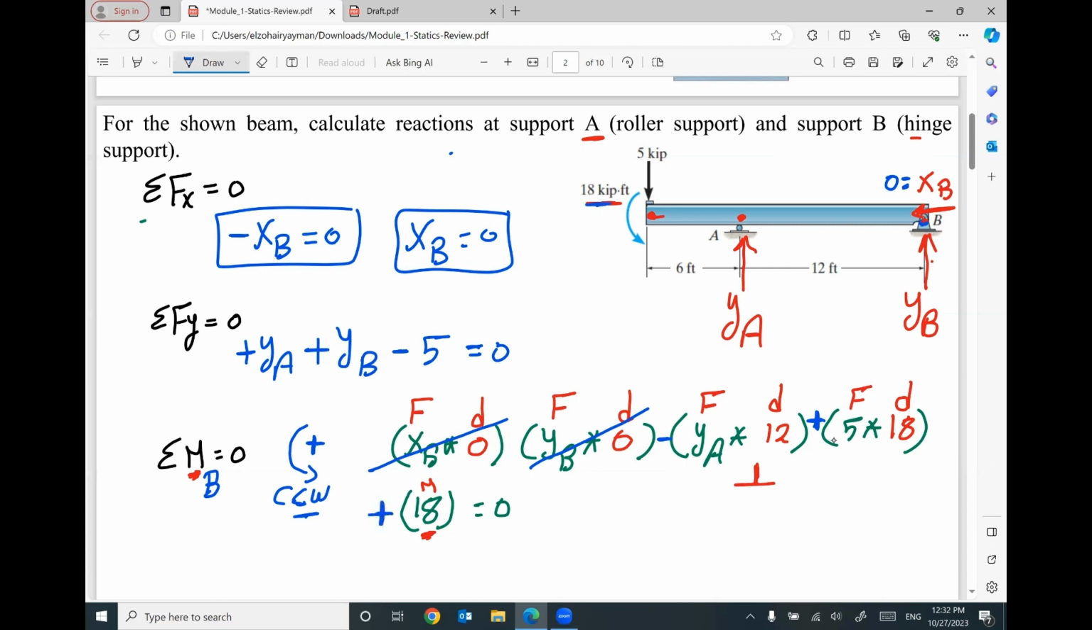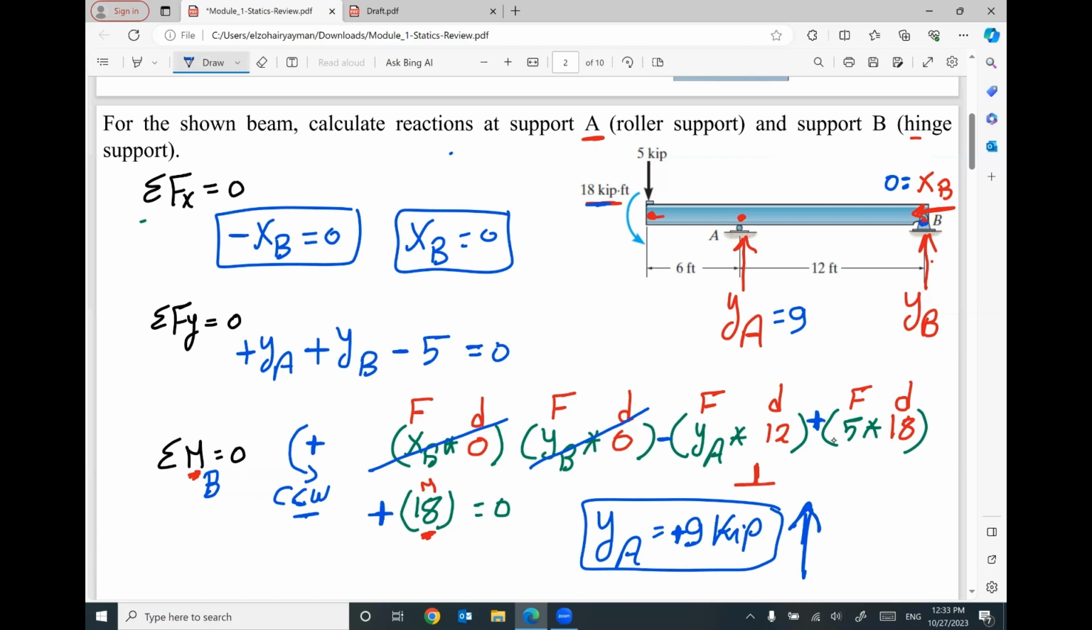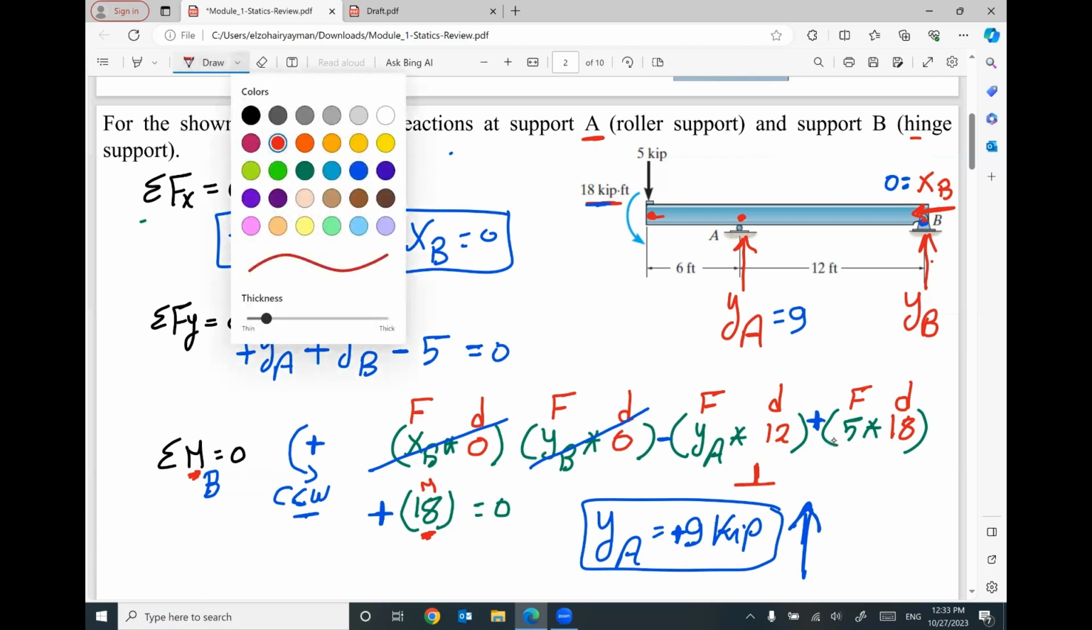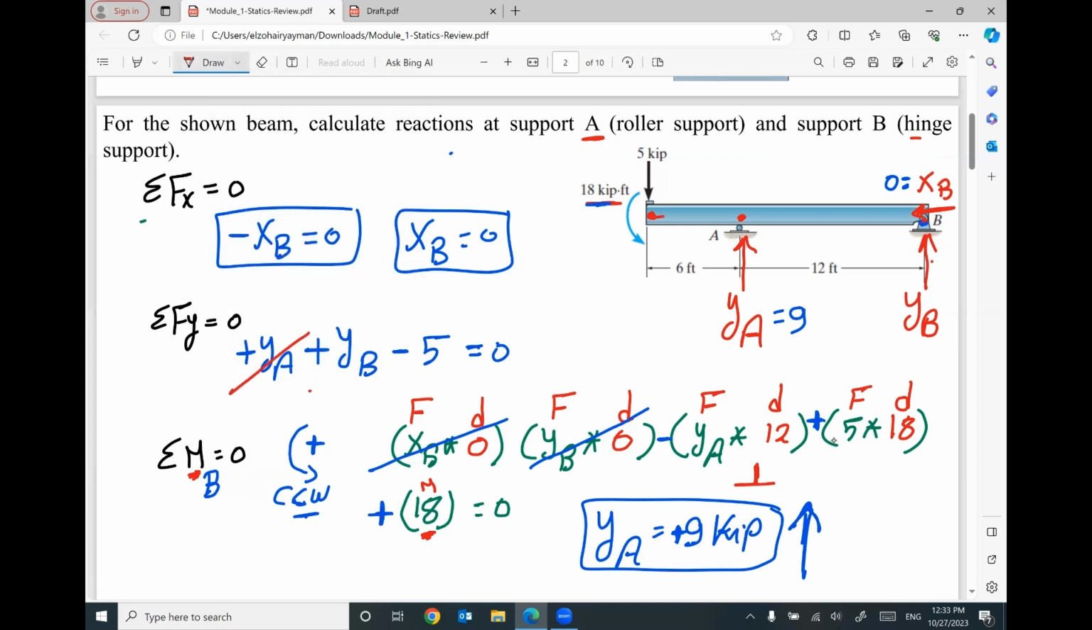The only unknown in this equation is YA. I can figure out the value of YA. It will be 5 times 18 plus 18, divided by 12. I got 9 kip. 9 positive. So this reaction YA equals 9. Positive means I assumed the correct direction, which is up. Go back and put YA equal 9.